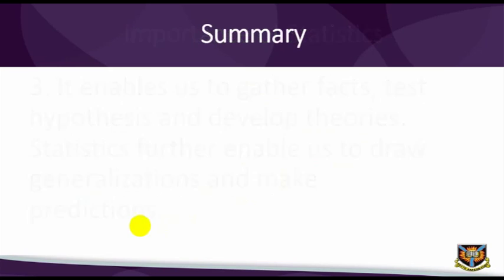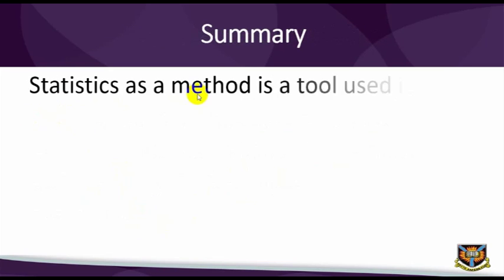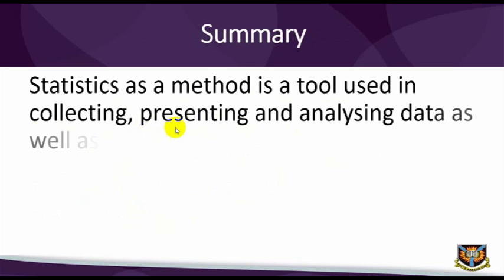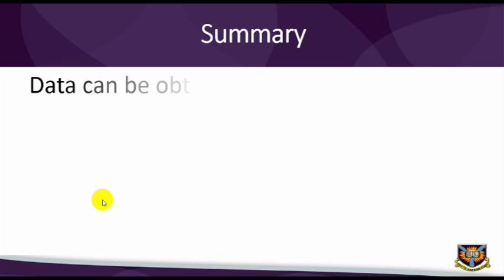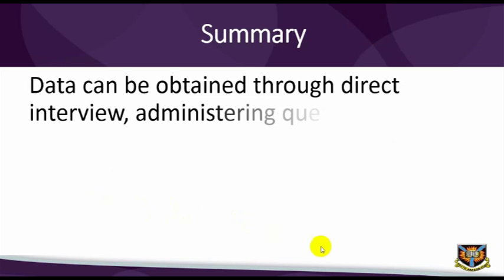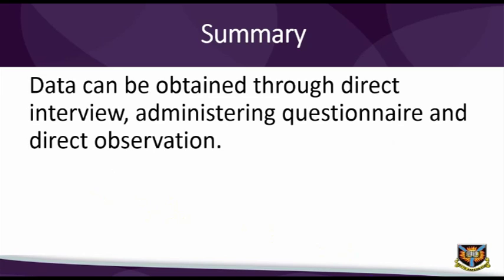Summary: Statistics as a method is a tool used in collecting, presenting, and analyzing data, as well as the descriptive and inferential statistics. Samples are drawn in order to minimize costs and to save time. Data can be obtained through direct interview, administering questionnaire, and direct observation. The use of statistics makes social science research more appealing, and research outcomes are more clearly presented.